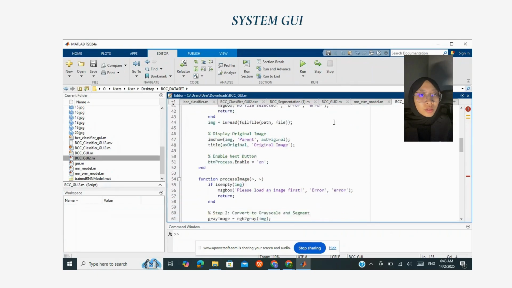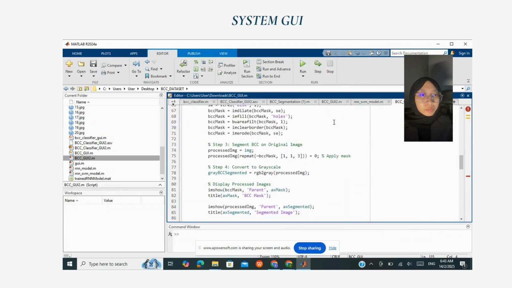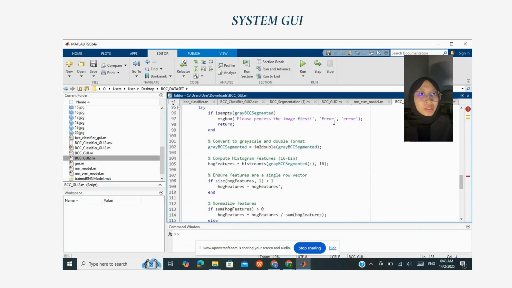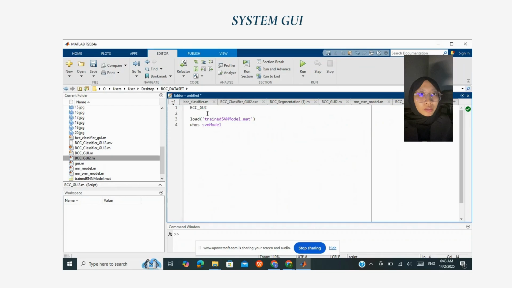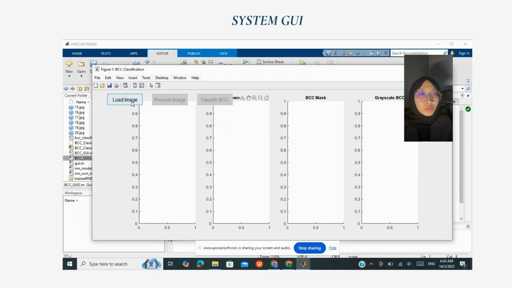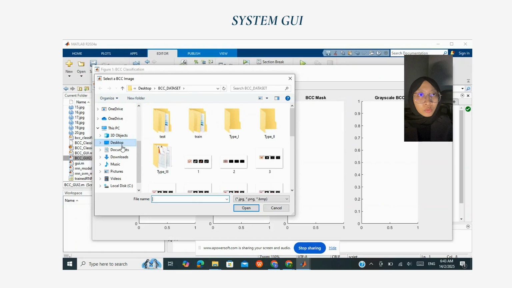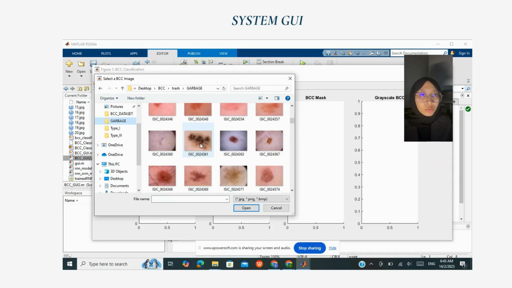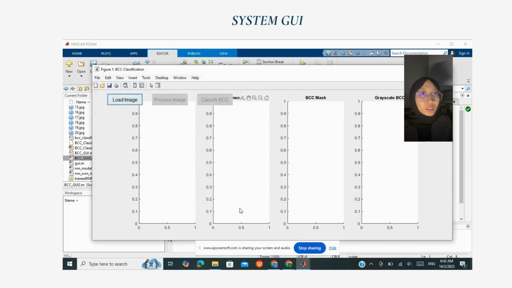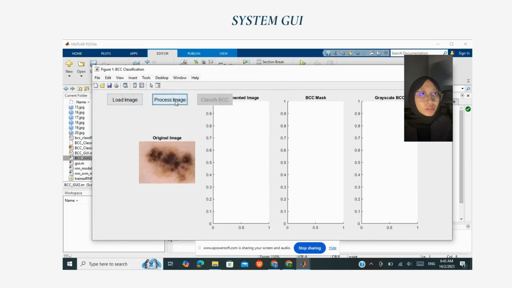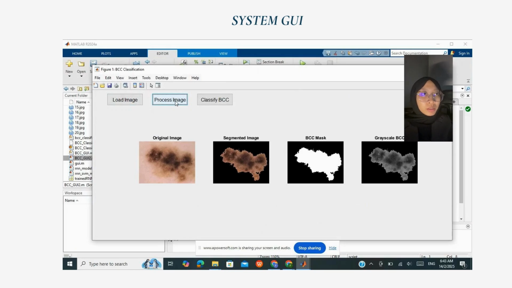So as for the system, we already did the system coding. We named it BCC_GUI and we run it by script. We load the image from the dataset, but we already separated the garbage ones, so they will not be included with the training ones. So the input image will pop out three processed images, which are the segmented image, BCC mask, and grayscale BCC. So that's all for our output that we already did for this RNN.